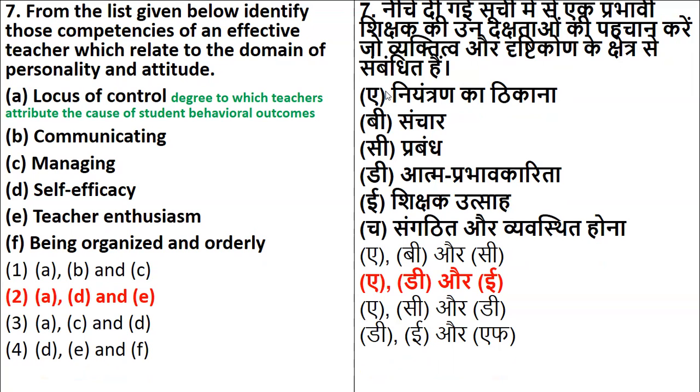With respect to the competencies of an effective teacher, the domains related to personality and attitude are locus of control. Now, what is the meaning of locus of control? It is nothing but the degree to which the teacher attributes the cause of students' behavioral outcomes. It means it is a control mechanism. Then next is self-efficacy and the next is teacher enthusiasm. These are the qualities related to the personality and attitude of an effective teacher, to make an effective teacher.